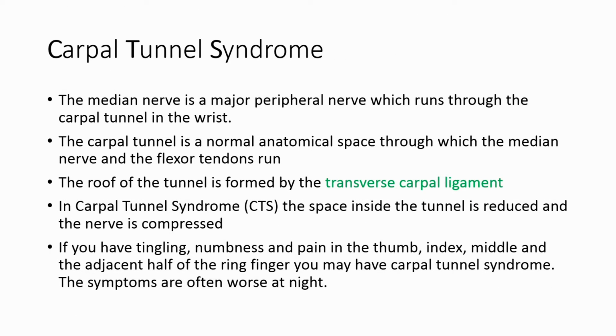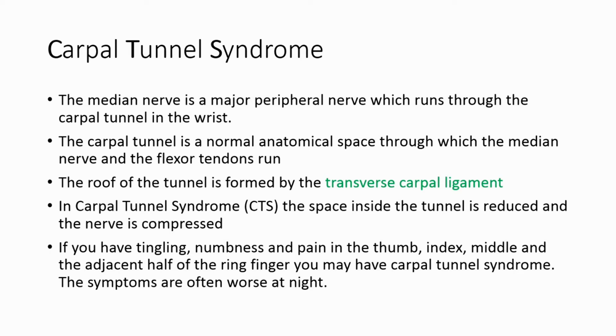Carpal tunnel syndrome. The median nerve is a major peripheral nerve which runs through the carpal tunnel in the wrist. The carpal tunnel is a normal anatomical space through which the median nerve and the flexor tendons run. The roof of the tunnel is formed by the transverse carpal ligament. In carpal tunnel syndrome, the space inside the tunnel is reduced and the nerve is compressed.